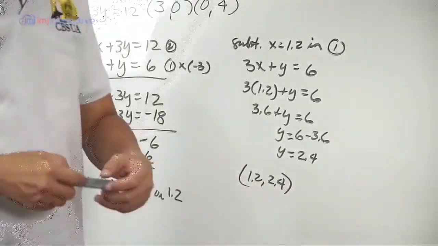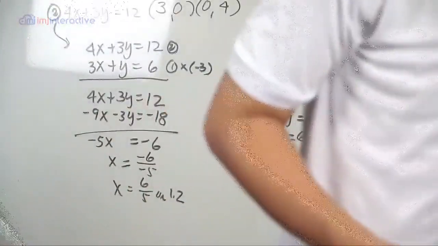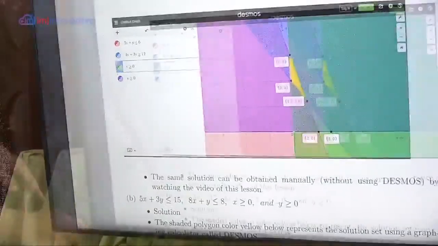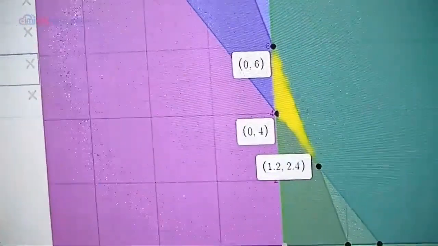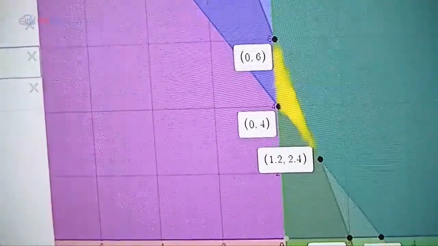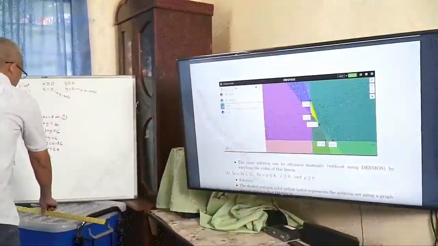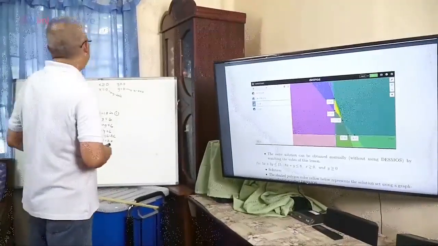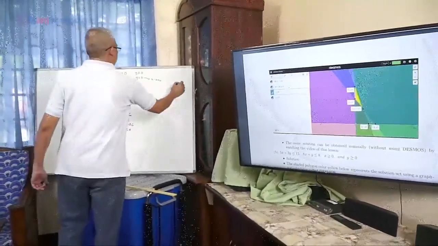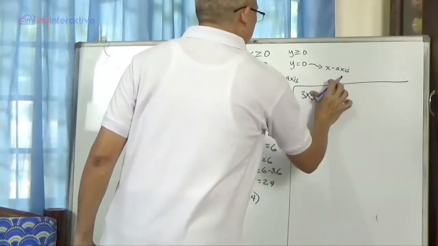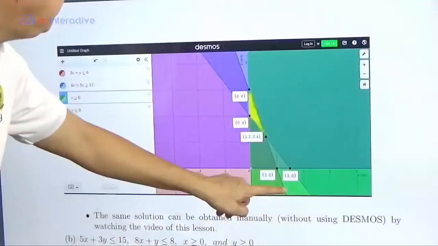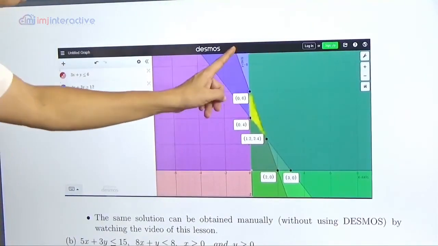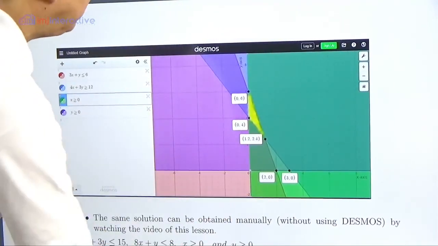So, now we were able to get all the points that we need to identify the area of feasible region. Next, how are we able to identify this triangle here as the area of feasible solution? Let's take a look at the graph. You can just evaluate. Say, for example, 3x plus y is less than or equal to 6. This is the line, 3x plus y equals 6. There are two sides of the line.